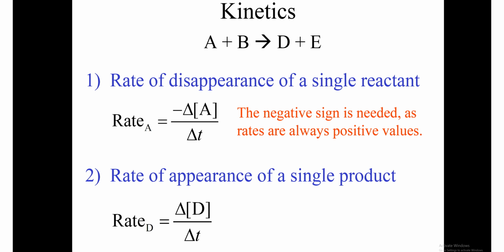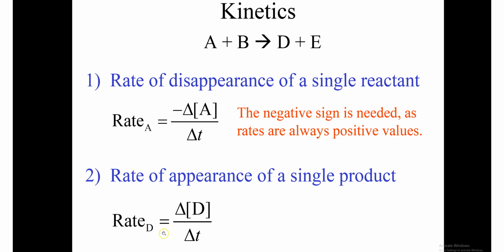So in terms of kinetics, let's take a look at this equation here: A plus B yields D plus E. If I want to find out how fast A is being used, I use the negative delta A over delta T. It's a negative sign because that means I'm consuming it, but the negative sign is needed as rates are always positive values. So even though we're expressing it with a negative sign, we're always going to be expressing total rate as positive, because we're moving forward in terms of time.